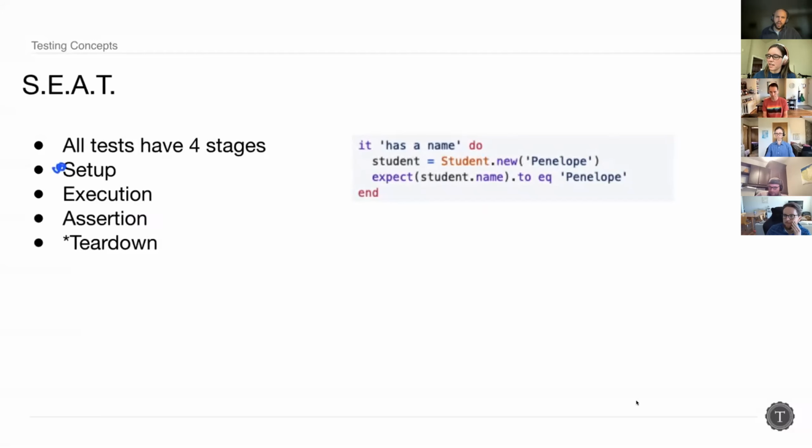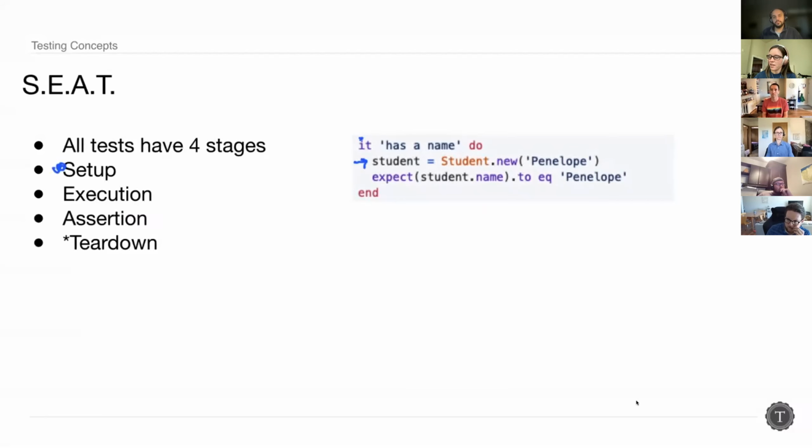piece of it is this line right here where we're creating a student. The setup is everything we need to exist in this little block in order to run the test, in order to confirm a piece of information. What needs to exist in this world? And by in this world, I mean in this it block.